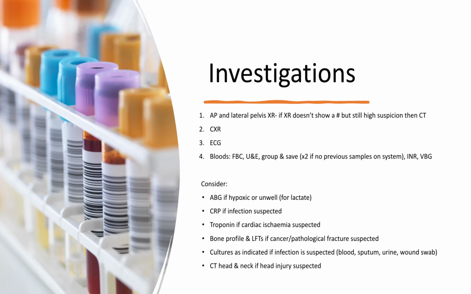And then there's other investigations that you would consider in certain circumstances. If they've got existing lung disease and they've got low sats, you might consider doing an ABG. If you think they've also got an infection, you might add a CRP. If you think they've also had a heart attack, you're going to add a troponin. If you think there is a pathological fracture, you might add LFTs and a bone profile on.